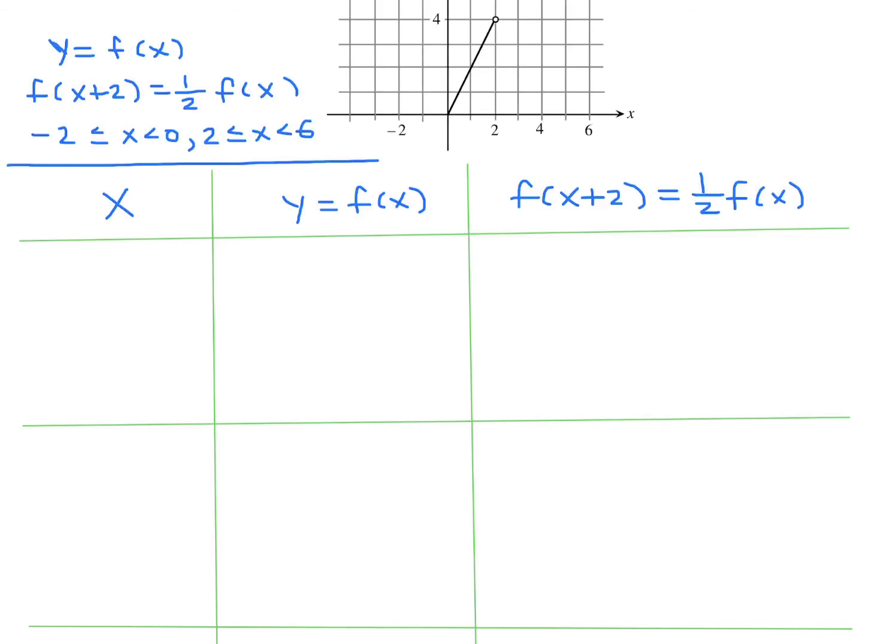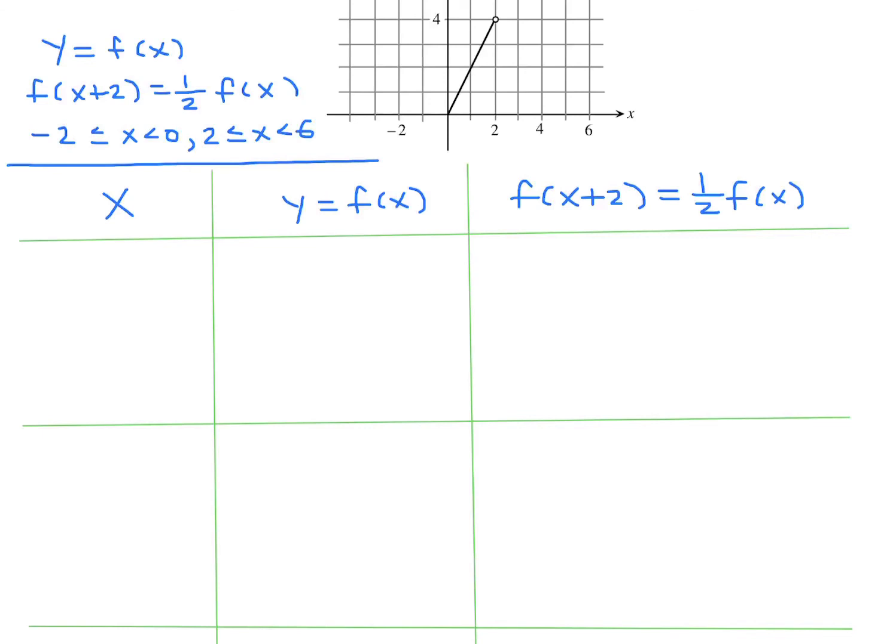So we have y is equal to f at x, and f at x is equal to 1/2 f at x plus 2, that is, and the range is x between minus 2 and 0, and x is between 2 and 6. And then now I've written out x, y equals f at x, and our big long function f at x plus 2 is equal to 1/2 f at x, and we're going to figure out all of these values and then plug them into the graph for this range that they've given us.